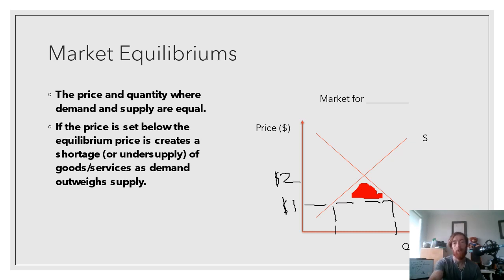So this is a shortage or an undersupply, and that's going to occur when demand outweighs supply because the price is below the equilibrium price. What normally happens in a shortage is that if there is not enough of a good or service, consumers end up bidding up the price, which slowly rises higher and higher until we reach the equilibrium point again.